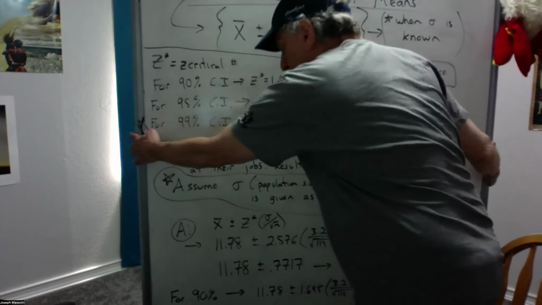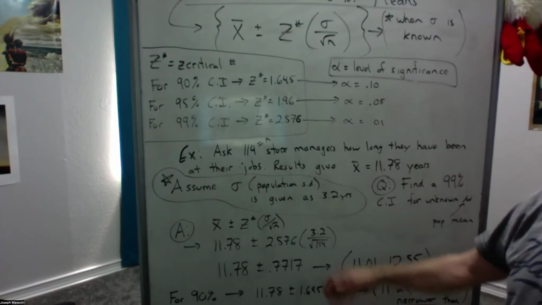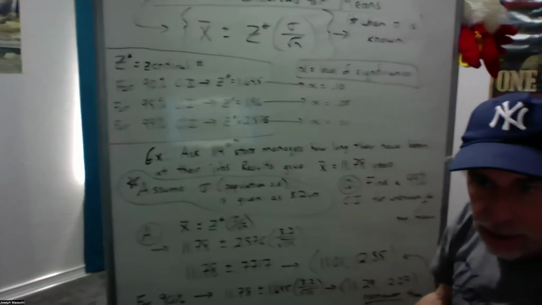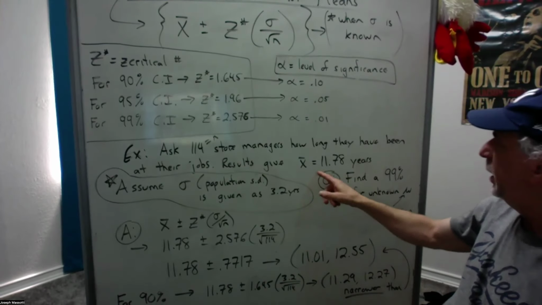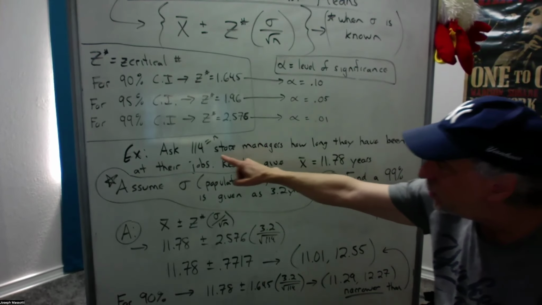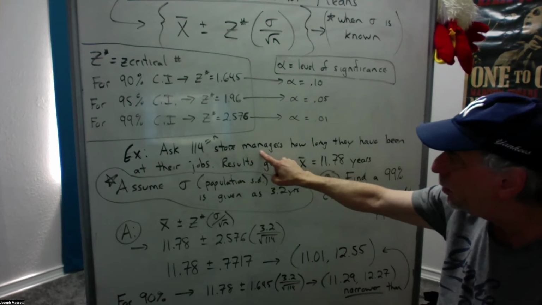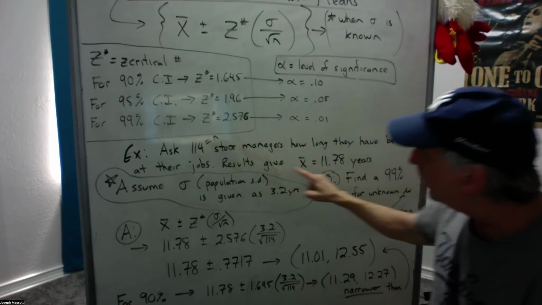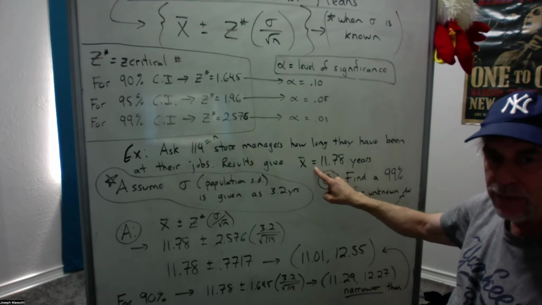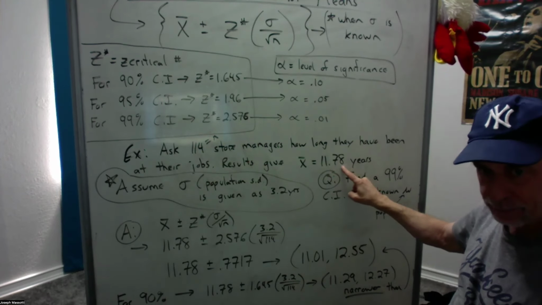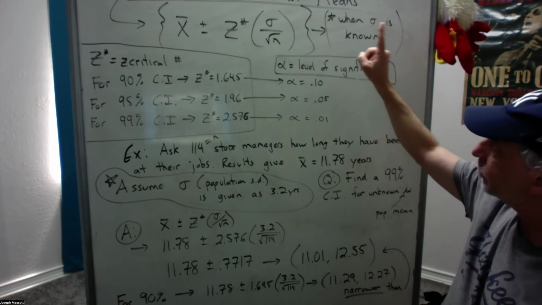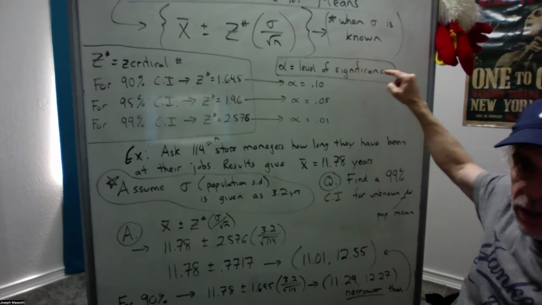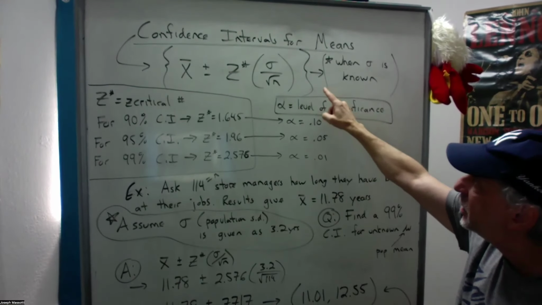Let's say we ask 114 store managers how long they have been at their jobs. Just a basic little question here. And we get a sample mean. So we ask those 114 store managers, and from that one sample, we get a sample mean of 11.78 years.